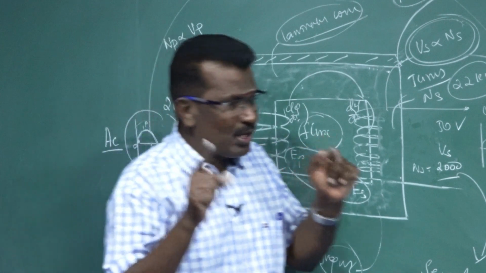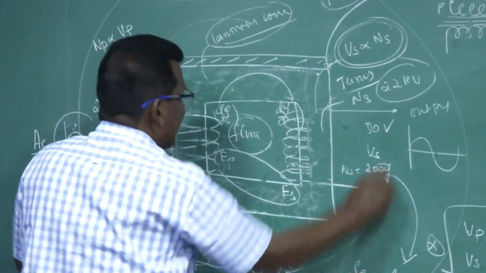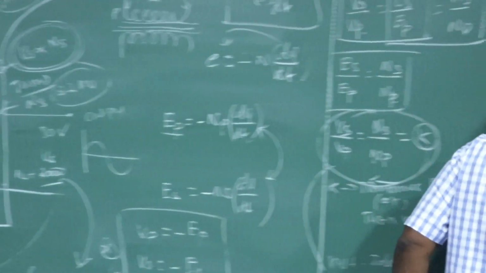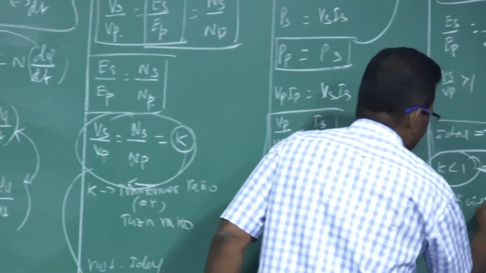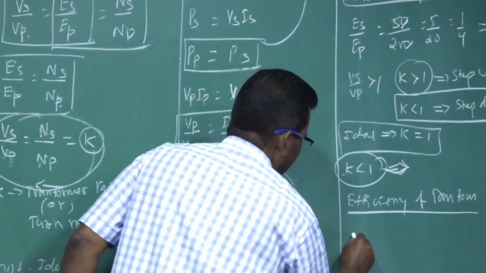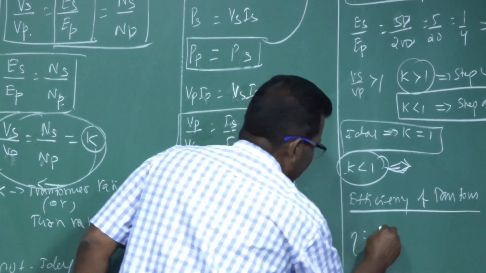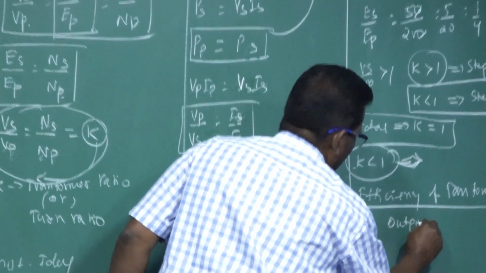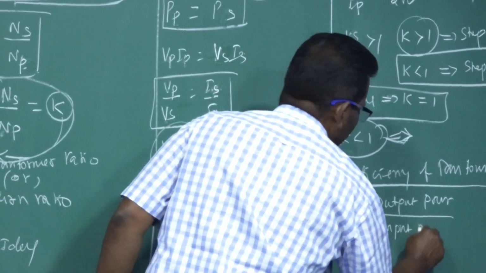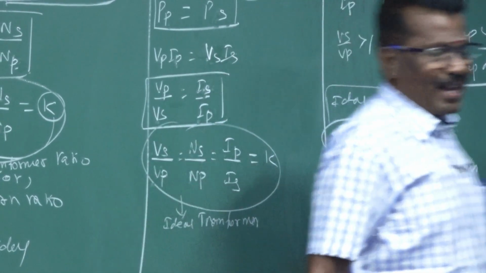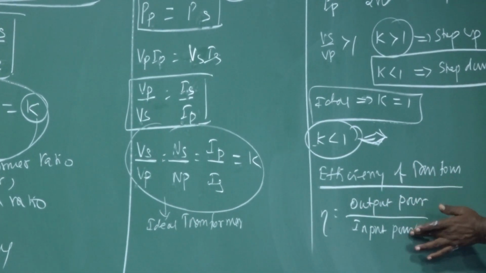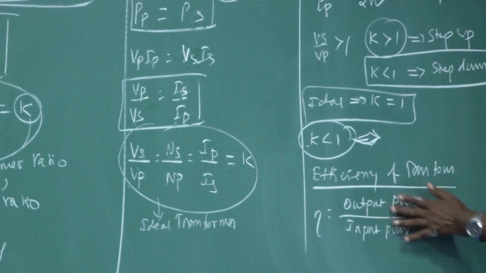What is the efficiency? How do we calculate the efficiency of a given transformer in good condition? The efficiency of the transformer is denoted by the symbol eta. Eta is the ratio of output power to input power.